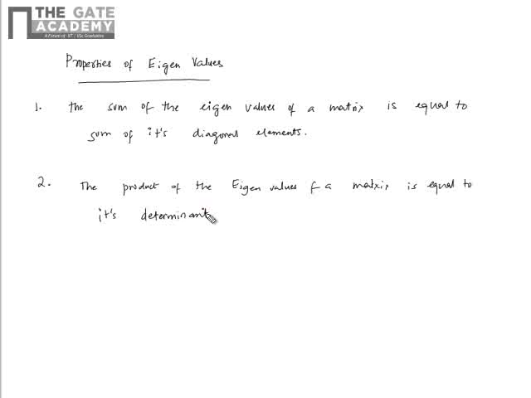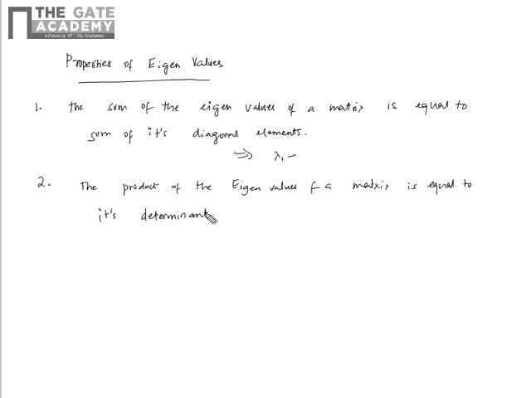Okay, so these two are important properties. Basically, if you take a 3 by 3 square matrix, then the product lambda 1, lambda 2, lambda 3 would be the determinant of the matrix. So let's write these two down in mathematical form.